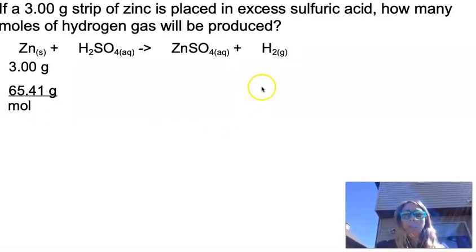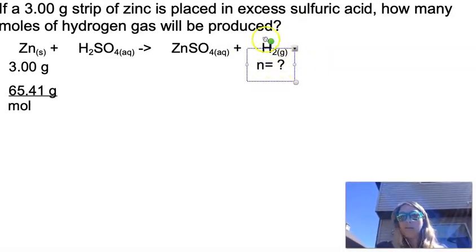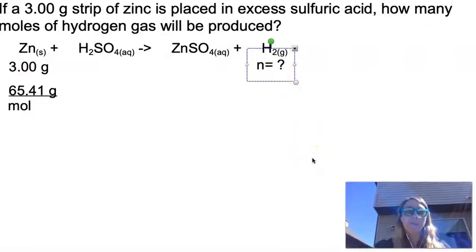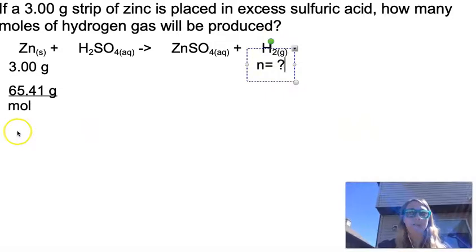Okay, so now what we're looking for is how many moles of hydrogen gas. So we're looking for the moles of this. I don't need a molar mass for hydrogen. I needed one for zinc because I had a mass, but for hydrogen, I'm only looking for moles, so I don't need a molar mass. That test or determination step is always, do I have a mass or am I looking for a mass? If I'm not, like right here, then I don't need molar mass.